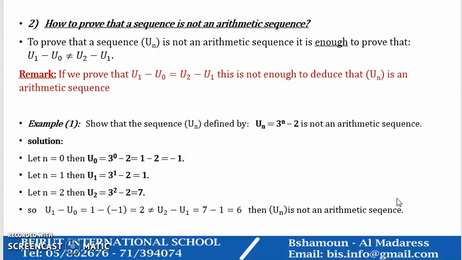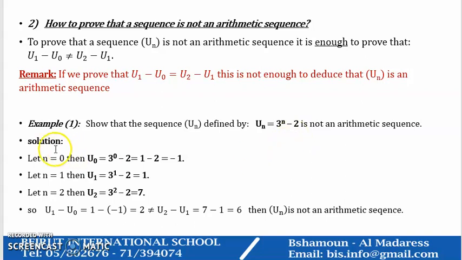To prove, as I said before, that a sequence un is an arithmetic sequence, we must prove un+1 - un equals a constant. But to prove that it is not an arithmetic sequence, yes, it is enough to prove by using values of n that u1 - u0 is not equal to u2 - u1, as shown in the example below. If we have un given by 3^n - 2, they ask us to prove that this sequence is not an arithmetic sequence.